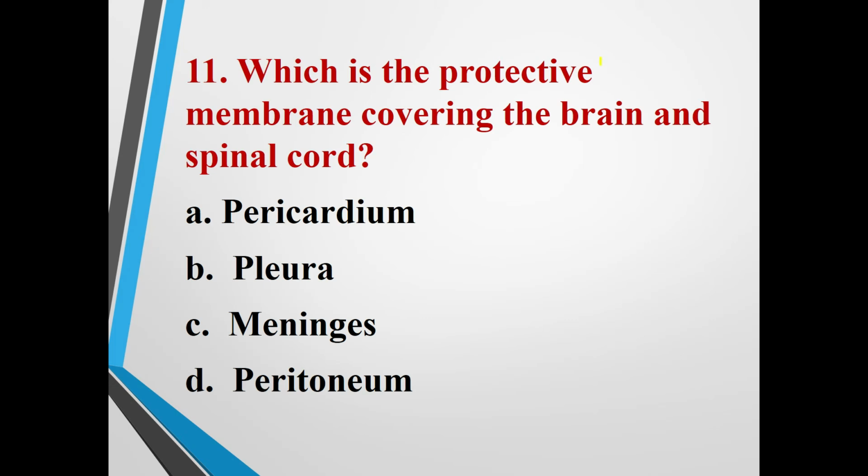Which is the protective membrane covering the brain and spinal cord? Options: A. Pericardium, B. Pleura, C. Meninges, and D. Peritoneum. Answer is C. Meninges. So the protective membrane covering the brain and spinal cord is the meninges, and the pericardium is related to the heart, pleura related to the lungs, and peritoneum related to the peritoneal cavity.